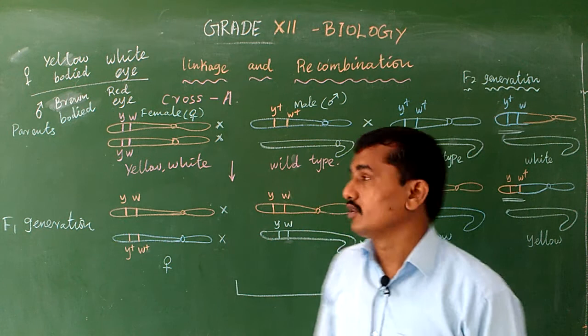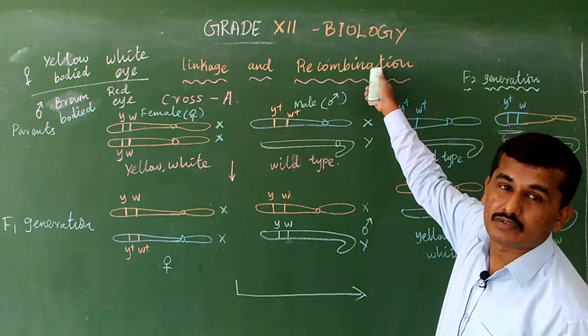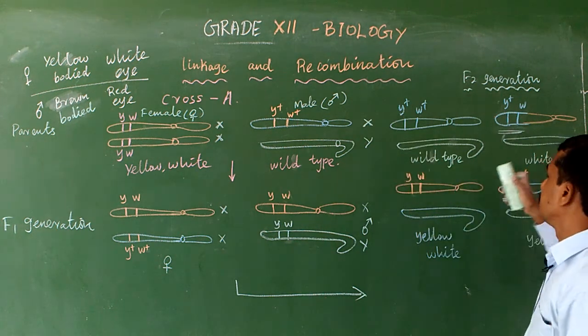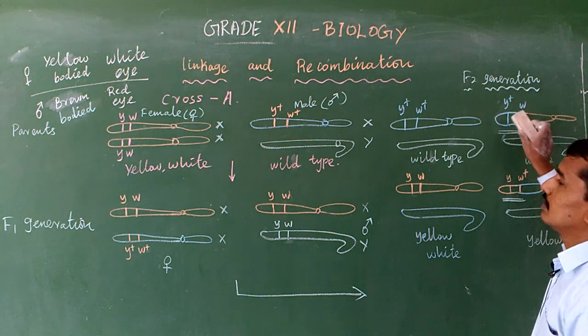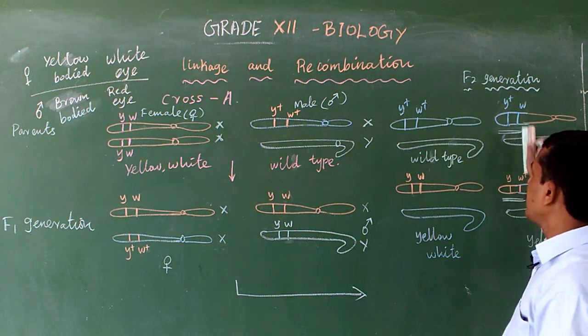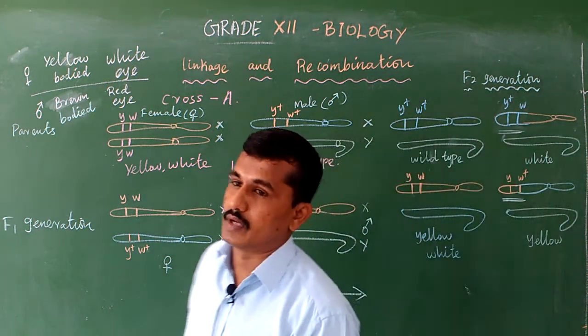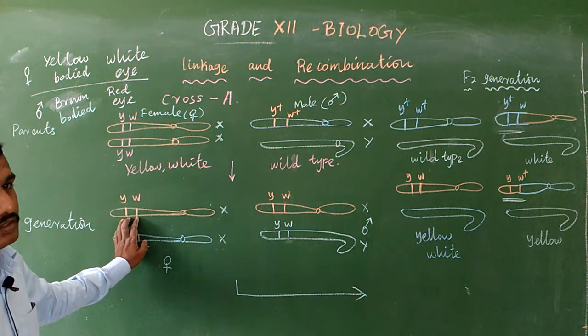Why? Because of recombination. Recombination means what? That is variation. Due to this variation, the young one in the F2 generation is different from the parents. So why is there this difference? T.H. Morgan explained it is due to the close association of genes.